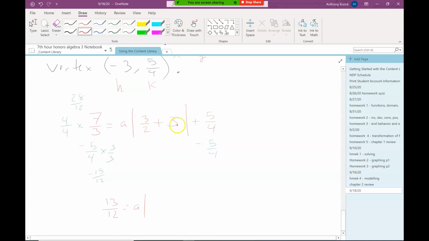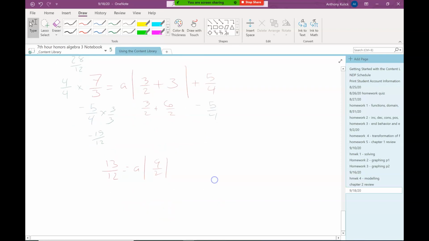Okay. Next, I'm going to do the 3 over 2 plus 3. Again, I'll make a common denominator. 3 is just 6 over 2. So I really have 9 over 2 there. And the absolute value of 9 over 2 is just 9 over 2. And now I'll divide both sides by 9 over 2, or what's probably going to be a much easier way of thinking about it is just to multiply both sides by the reciprocal. Everybody's okay there?